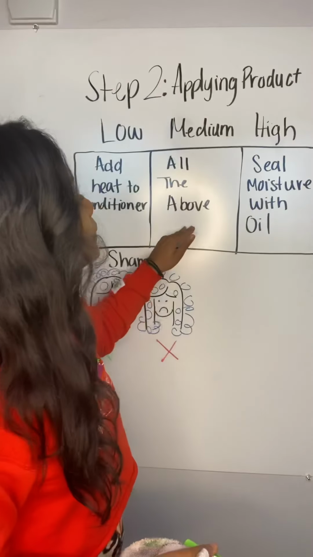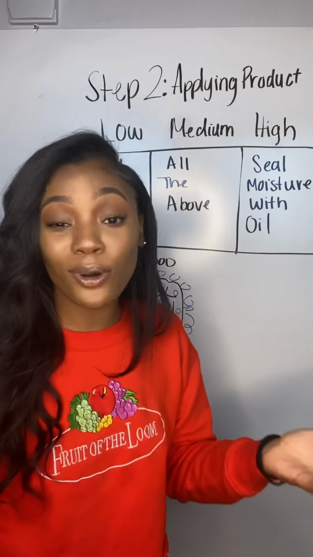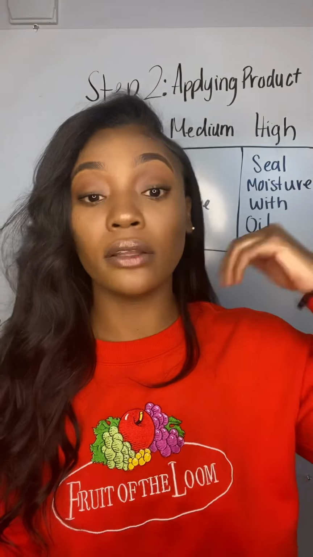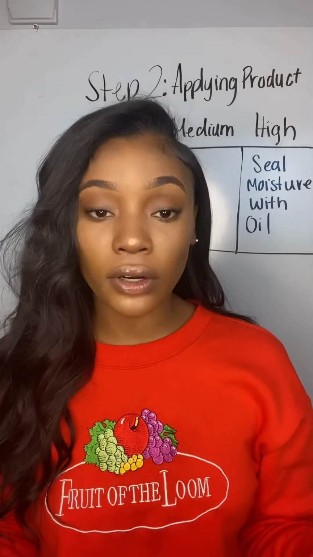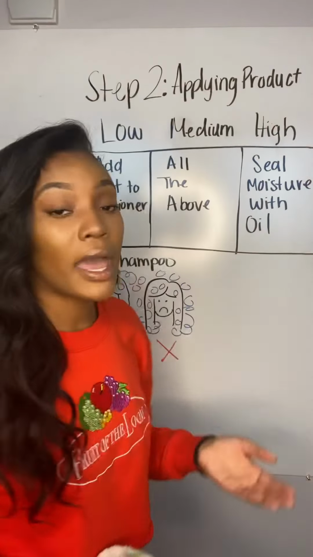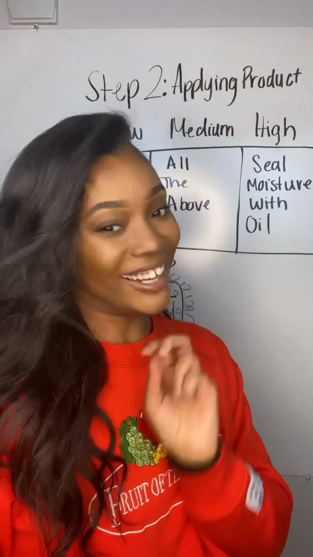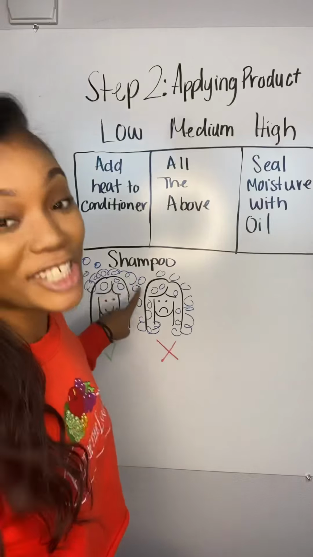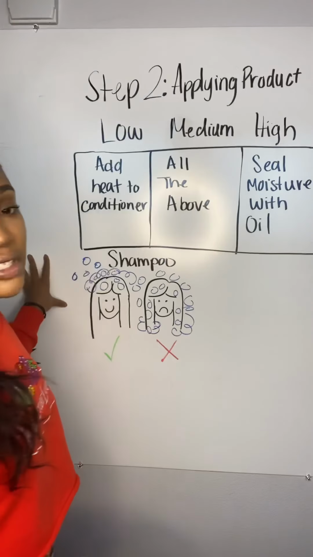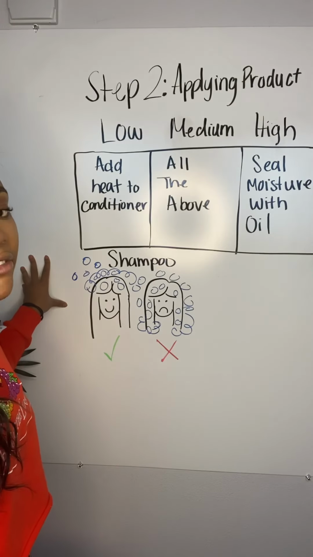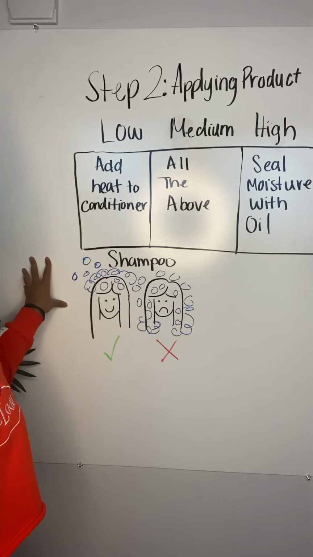Lastly, medium hair porosity, you want to do all of the above. Your hair is not super high, not super low, but you can run into having the same exact problems that either high and low may have. So sealing your ends with oil and adding heat to your conditioner will allow you to have an effective hair wash day. So, shampoo. As you see demonstrated here, you have a woman washing her hair.